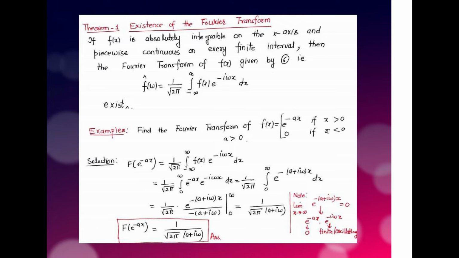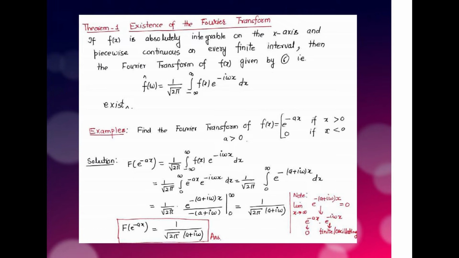Now, numerical problem. For a given function f of x, we have to find out its Fourier transform. So our function f of x is e raised to power minus ax if x is greater than 0, and it is 0 if x is less than 0. So to find out its Fourier transform, we just substitute the value of the function in the formula for f cap w and simplify the integration.